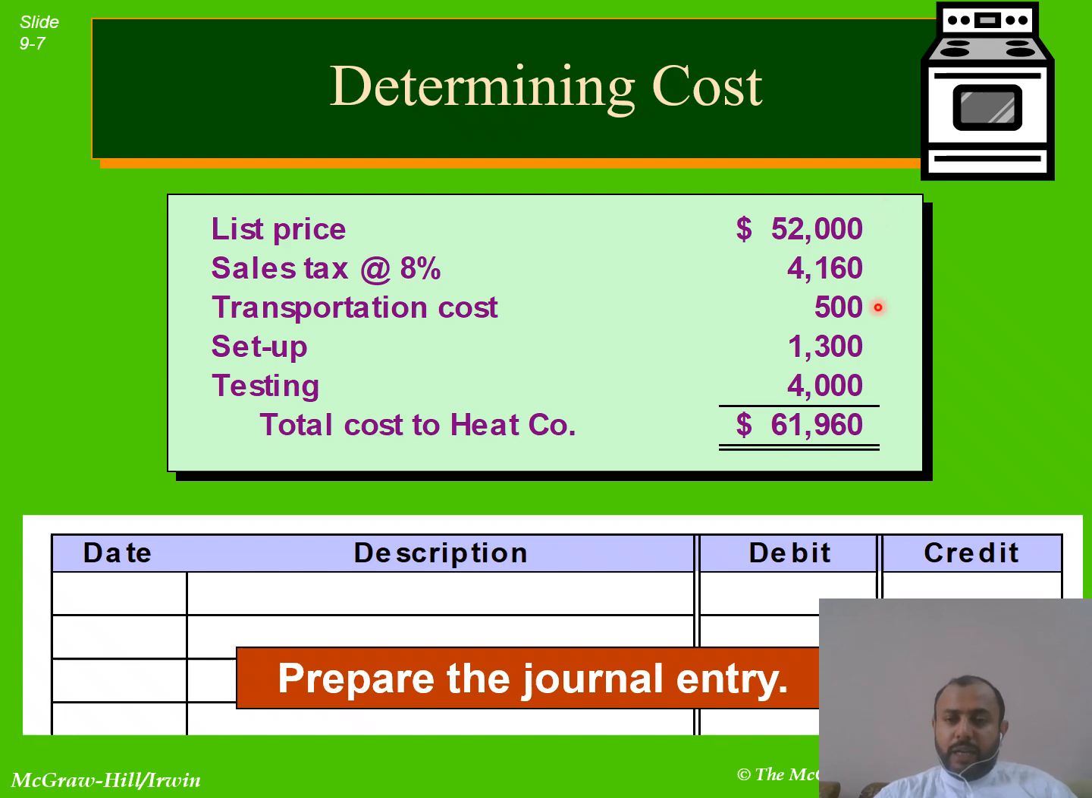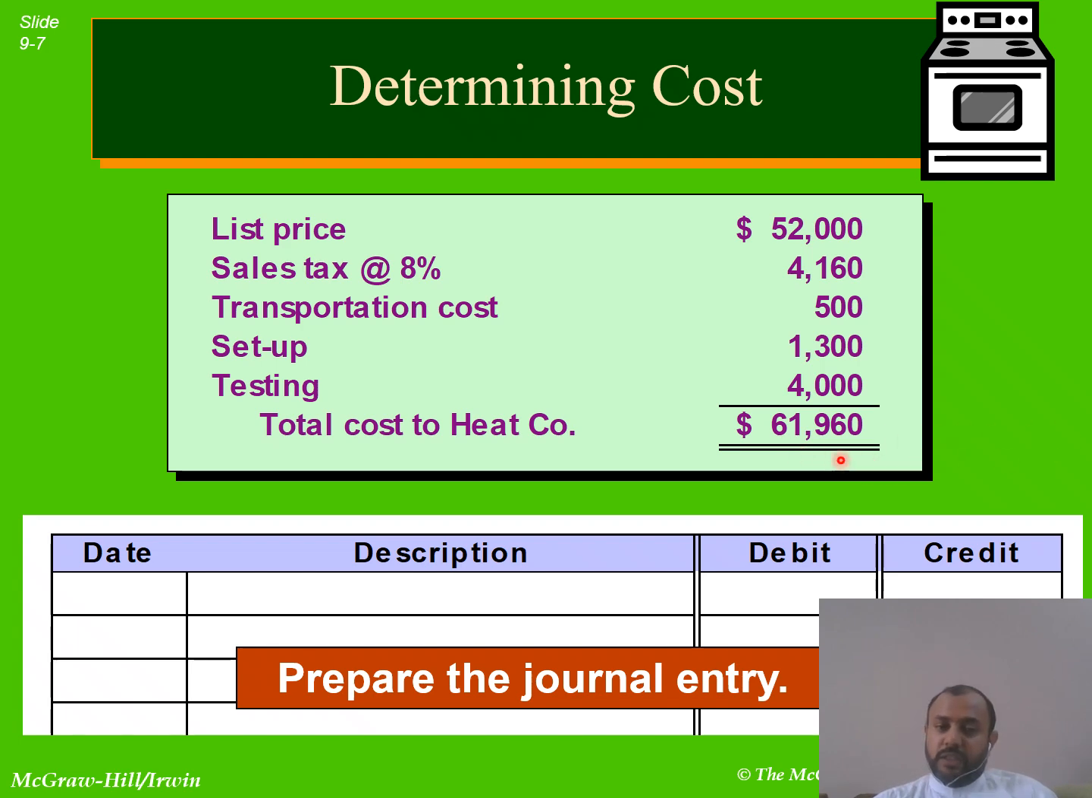And when we add all these costs to 52,000, this would be 61,960. You see, the price of the machine is 52,000. The other allied costs, transportation cost, setup cost, sales tax, and the testing cost need to be added. So now the total cost is 61,960. So we will make the journal entry, debit credit, amount with this amount.